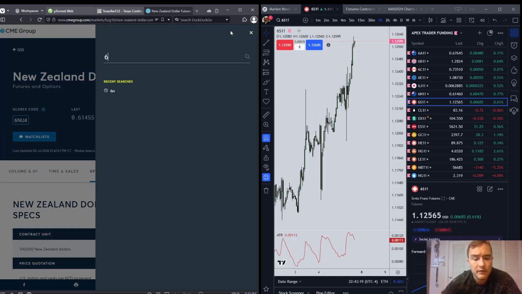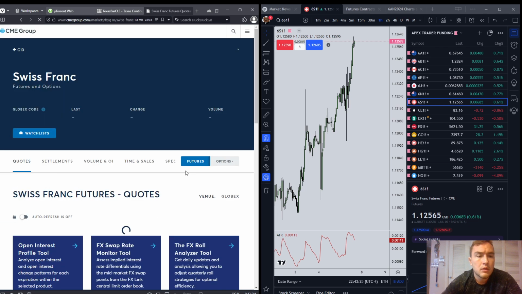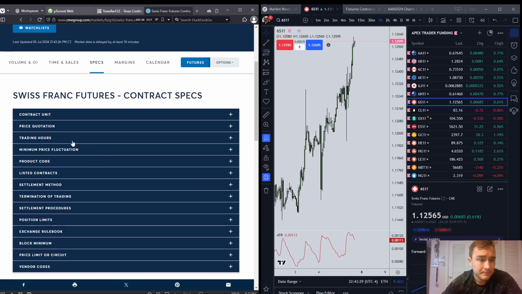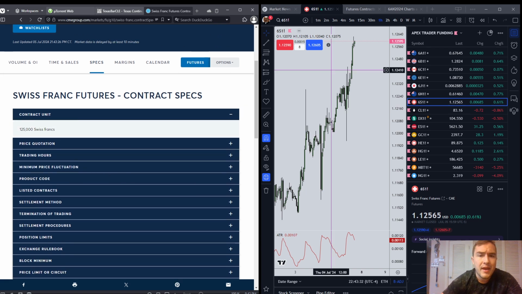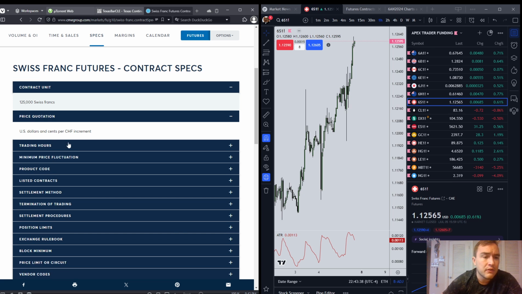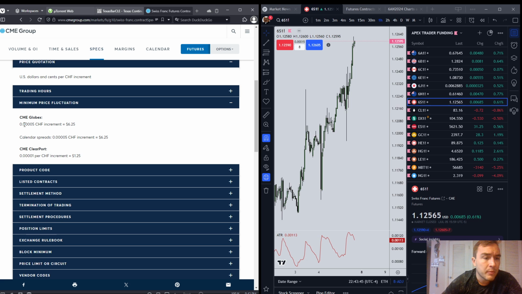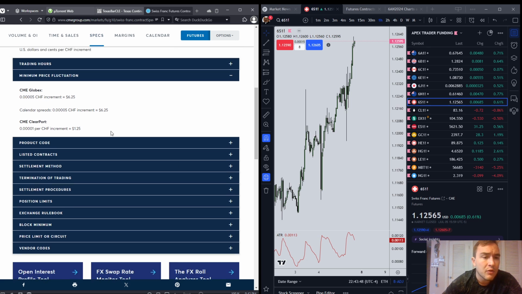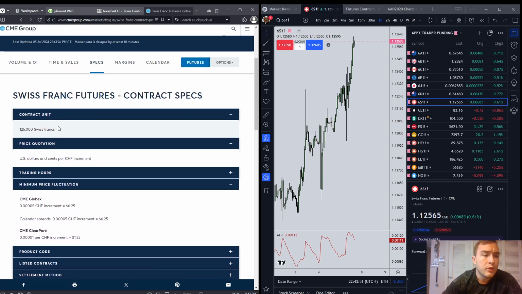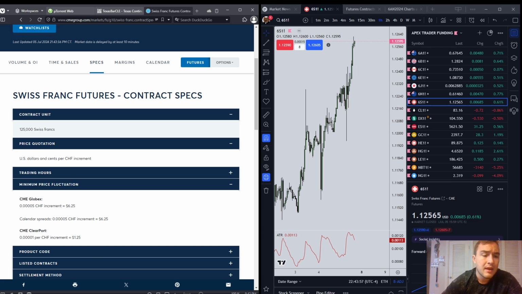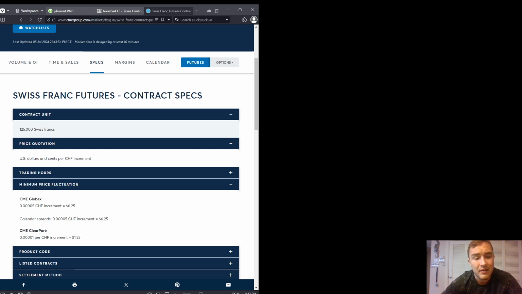Okay, guys, let's have a look at the Swiss franc. That's product code 6S. Contract unit, 125,000 Swiss francs. Price quotations, US dollars and cents per CHF, which is Swiss franc increment. Minimum price fluctuation, 0.00005 Swiss franc increment is $6.25. So, guys, when you are trading this contract, every one contract is notionally 125,000 Swiss francs, and every time this thing ticks up or down, it is $6.25 a contract.